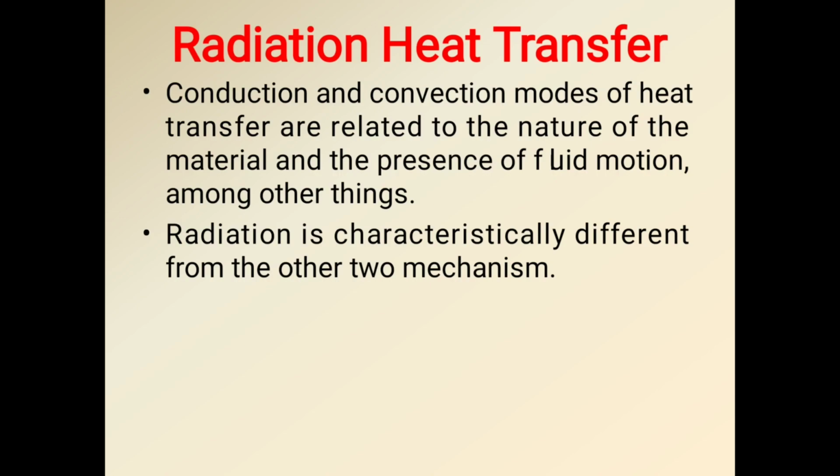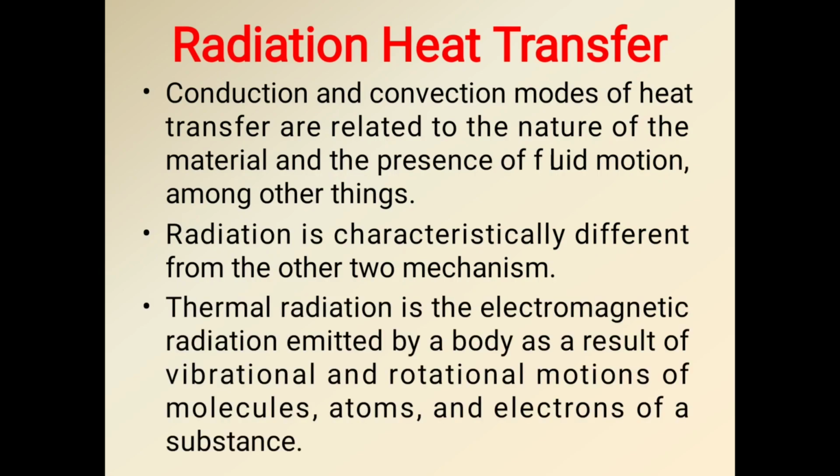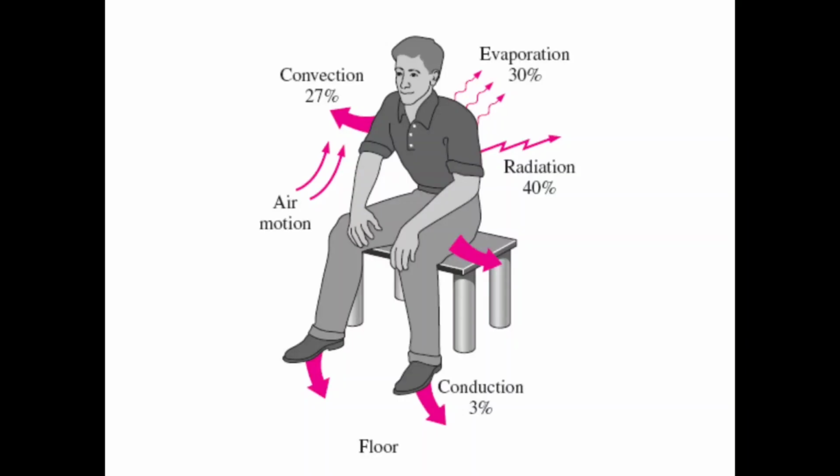Radiation is characteristically different from the other two mechanisms. Thermal radiation is the electromagnetic radiation emitted by a body as a result of vibrational and rotational motions of molecules, atoms, and electrons of the substance. It is a radiation figure. In this we can see the conduction, radiation and convection areas.